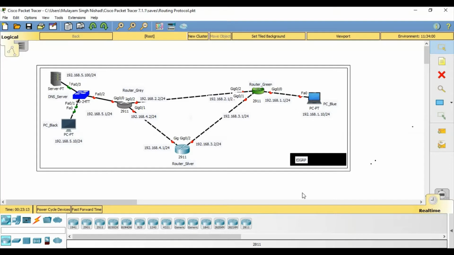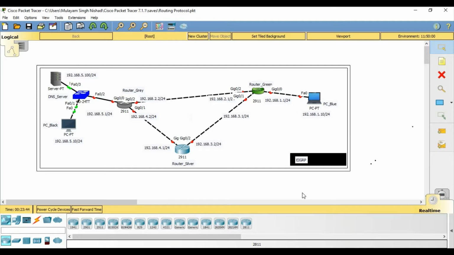So, today we have come with a new topic, that is EIGRP. Here I have taken a small topology in which we will configure this EIGRP routing protocol. EIGRP is a dynamic routing protocol. It is quite easy to configure, and for a small network, it is a Cisco proprietary protocol, so you can configure it only on Cisco routers.